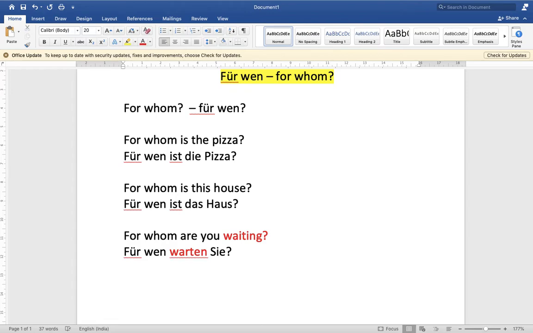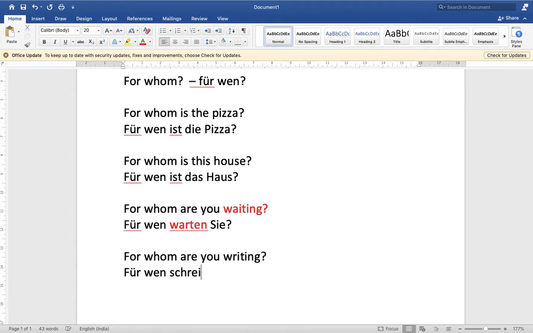Any other question? For whom are you writing? Okay, look at this. For whom are you writing? So: für wen schreiben Sie? Schreiben, writing. Schreiben is the main verb, and then conjugate with Sie. If it's du, then schreibst du. Schreibst du. Conjugate. Remember? Schreibst.